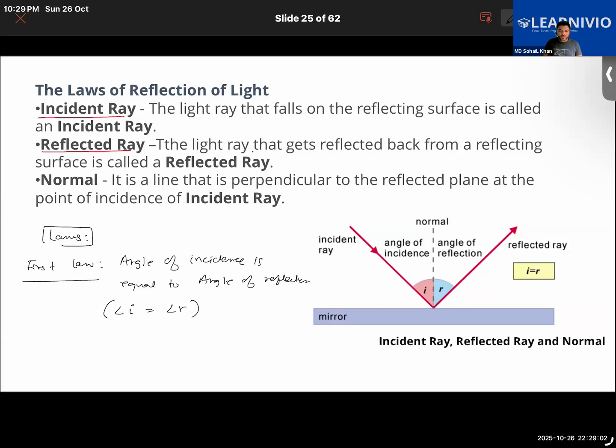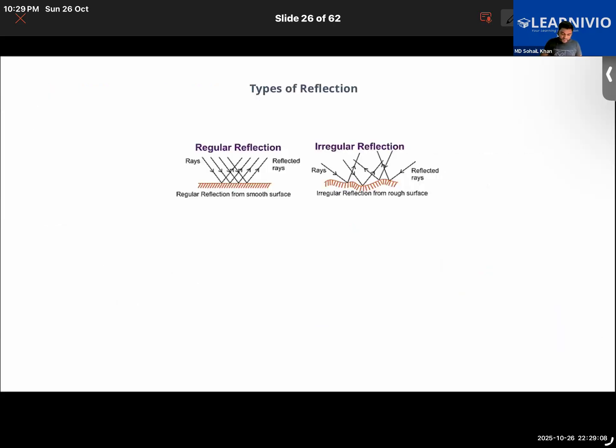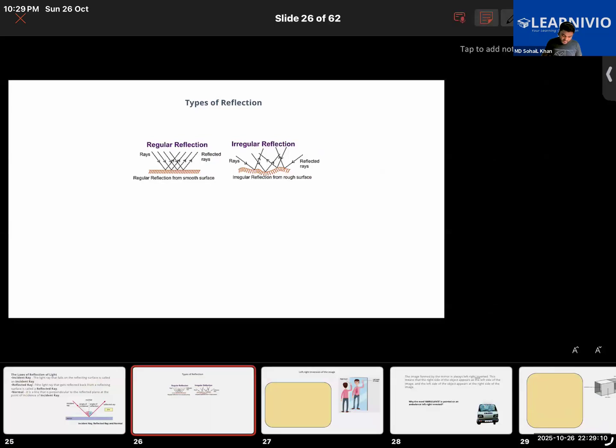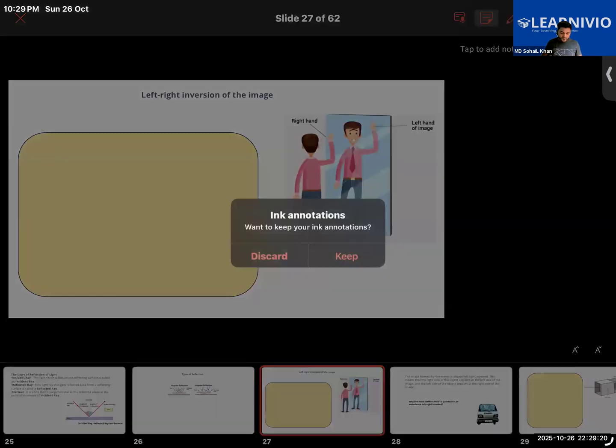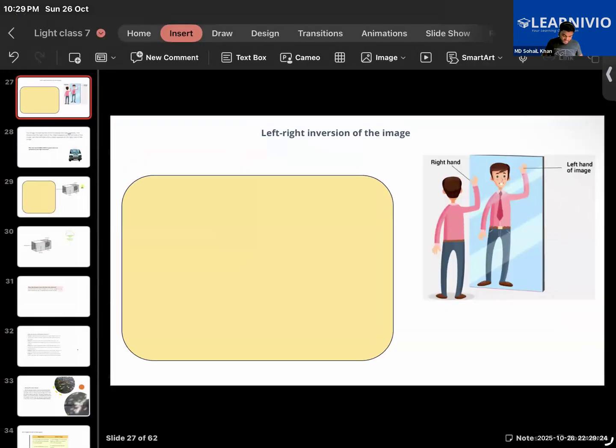There's one more law, but you don't have to study that. I'll be showing you an animation related to it in the next class. In the next class, there are many more topics left to be discussed, like lateral inversion of the image. If you were to raise your right hand, it appears as if you have raised your left hand in the mirror. So that will be it for today's class.